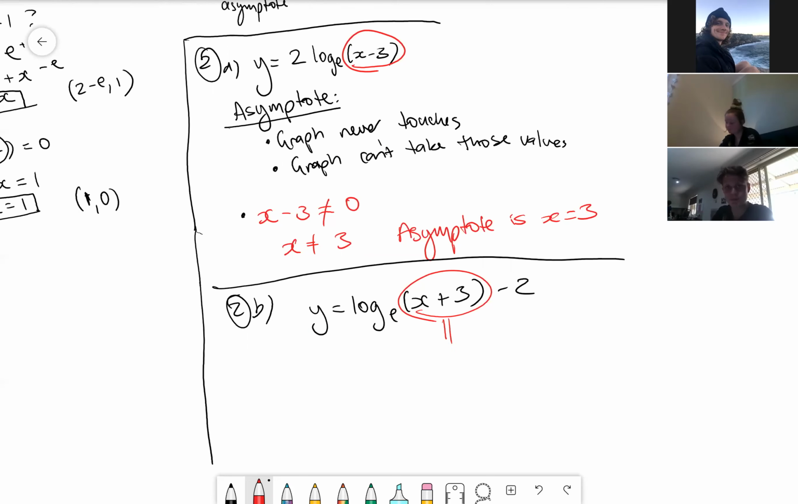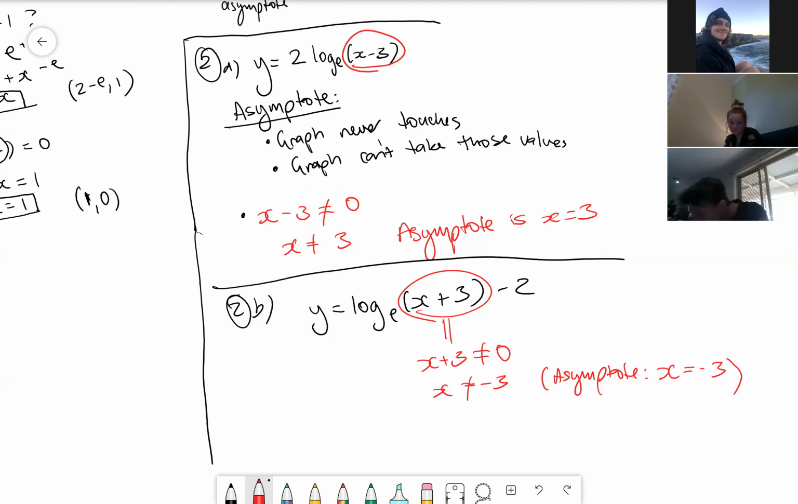So how would you go about looking at our asymptote here? x plus 3 can't equal 0. Perfect. So what does that mean about x? Negative 3. So our asymptote is x equals negative 3. Awesome, that's all it is. There's a few different things we need to do when we graph, but in isolation, I think you know how to calculate asymptotes.